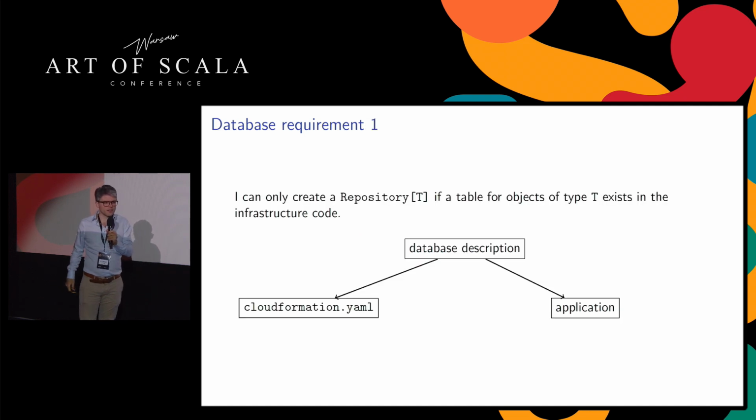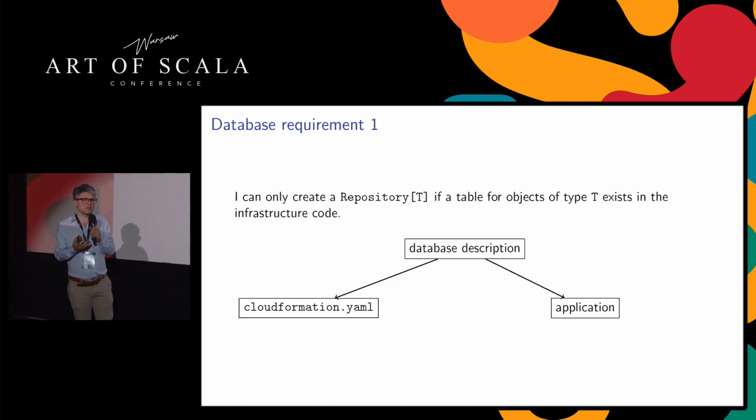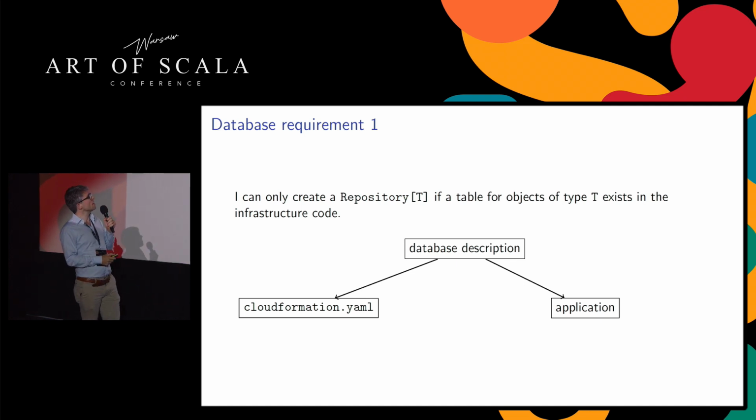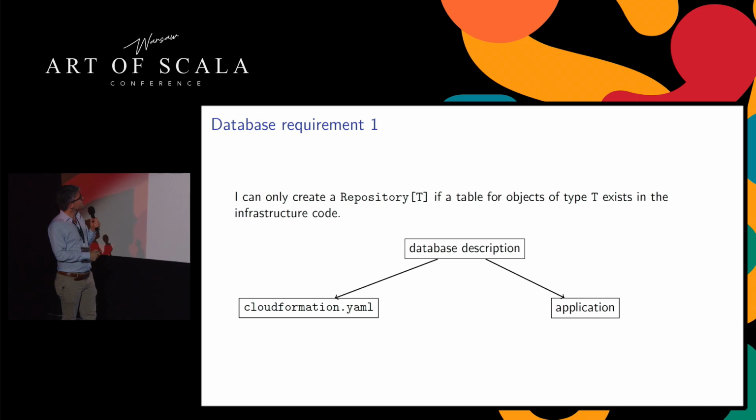So let's start at the first requirement, and I think we should use the same idea as when we were implementing the OpenAPI documentation. So let's start with an intermediate representation in Scala, where we describe our database. And then this intermediate representation feeds both the CloudFormation template and the application.